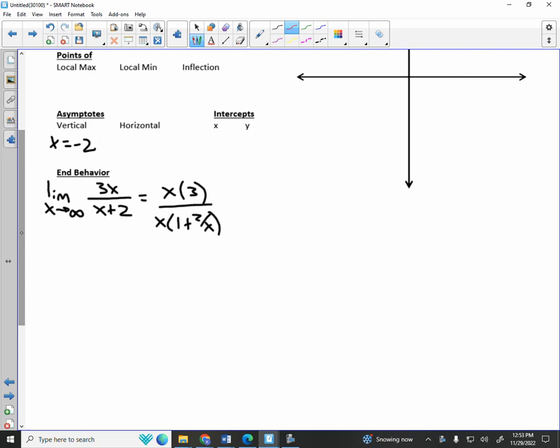As x goes to infinity, what's going to happen to 2 over x? That's going to go to 0, and the x's cancel, leaving you with what on top? 3 over 1. So as x goes to infinity, the height of the function is going to be 3. So that's the horizontal asymptote, the end behavior to the right. And if we did the same thing, limit as x goes towards negative infinity, you would also get 3. So the horizontal asymptote is y is equal to 3.